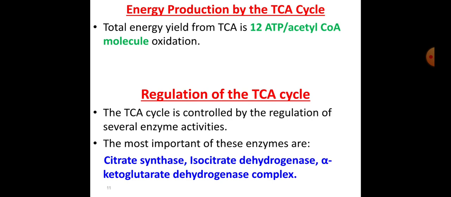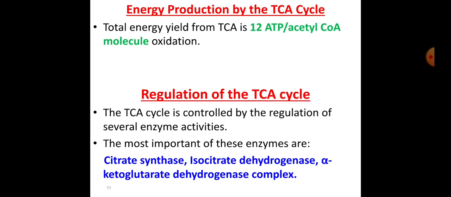So let us see the energy production. If you calculate it, as I told you, 3 NADH are produced, 1 FADH2 is produced, and another GTP is produced. So the sum of the energy produced from the Krebs cycle is 12 ATP. You can go and check it.